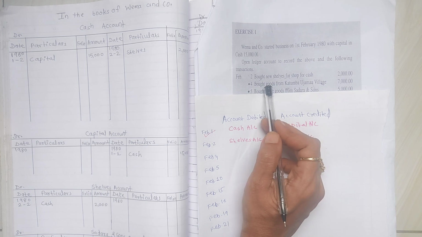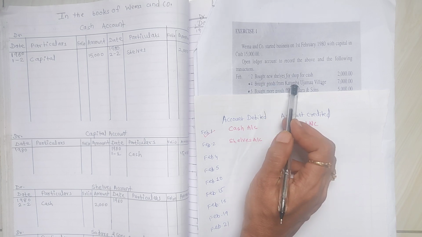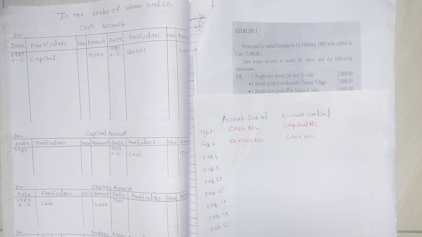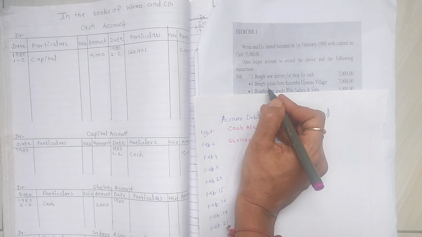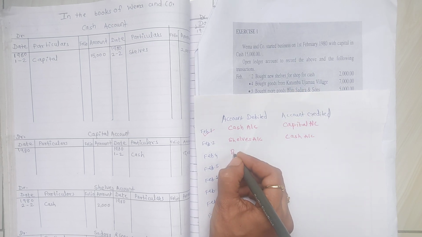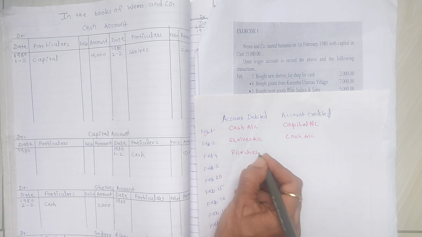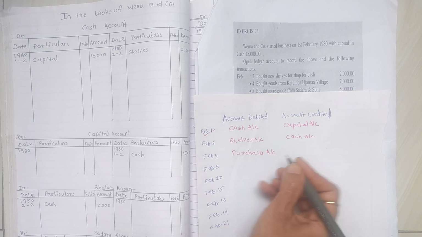Bought goods from Katumba Ujama village. Whenever there is a purchase or sale of goods, you have to use the word purchases or sales. But whenever we buy or sell any asset, we have to give debit or credit for that respective asset. So here it is bought goods, so the account debited will be purchases. If it is on cash, you have to credit cash.